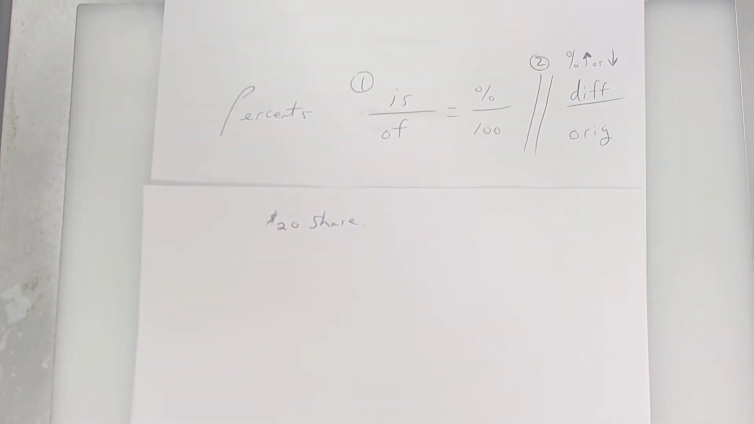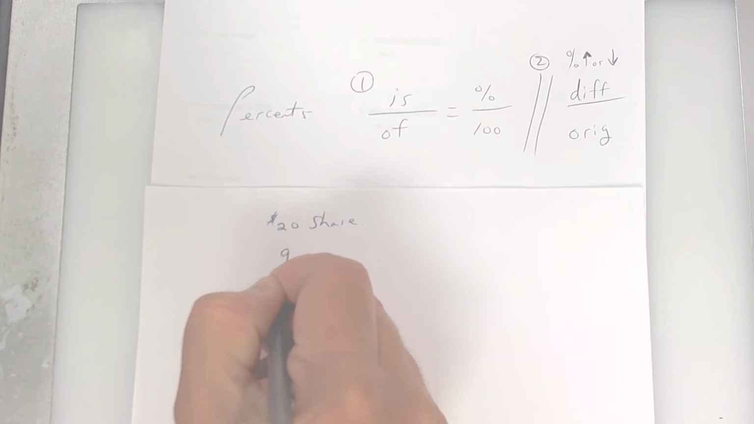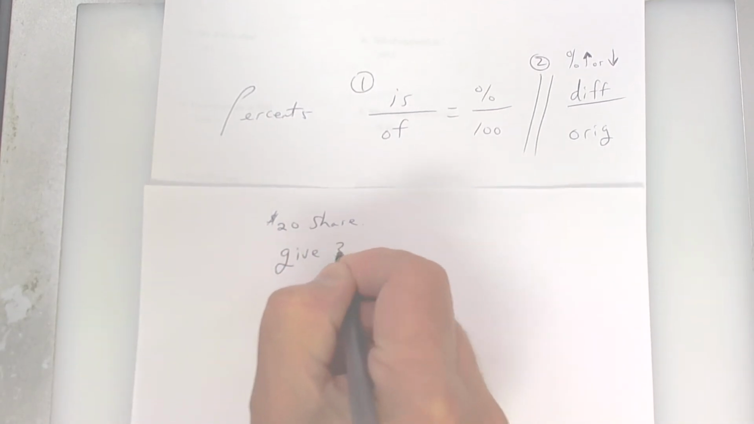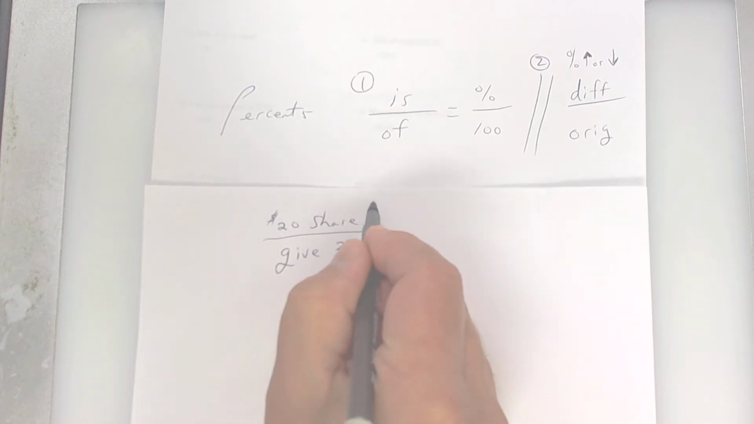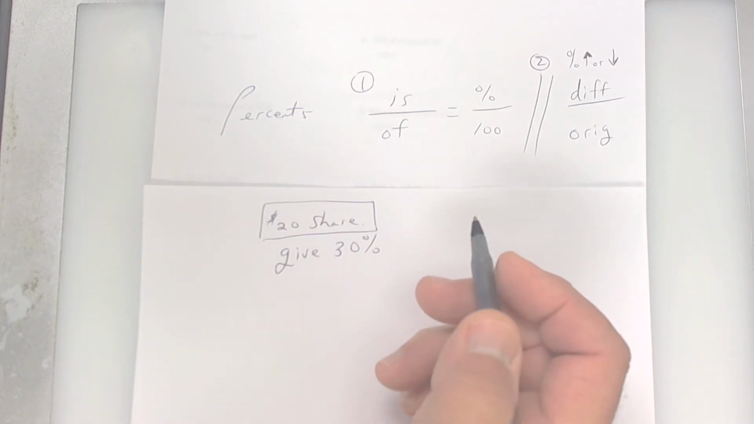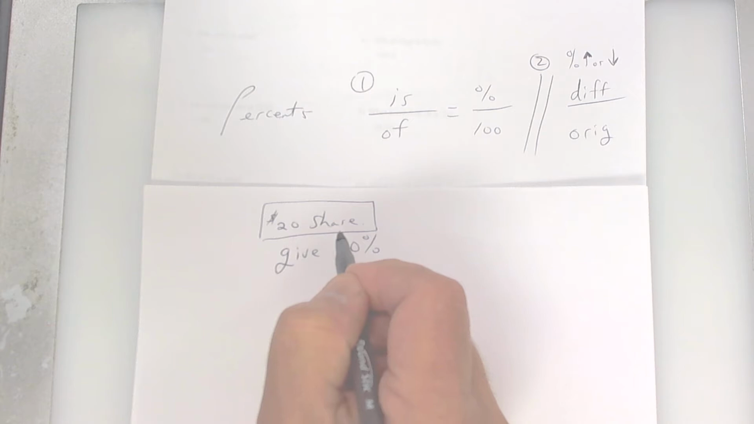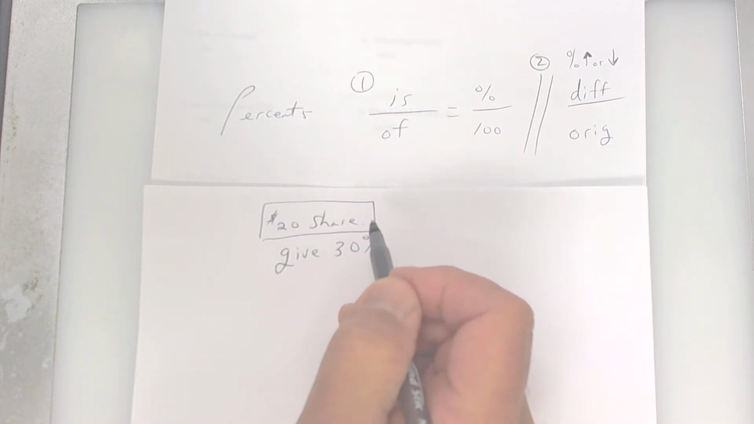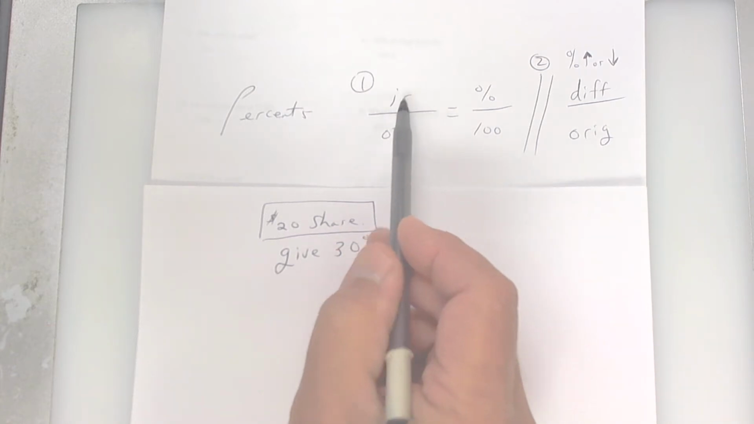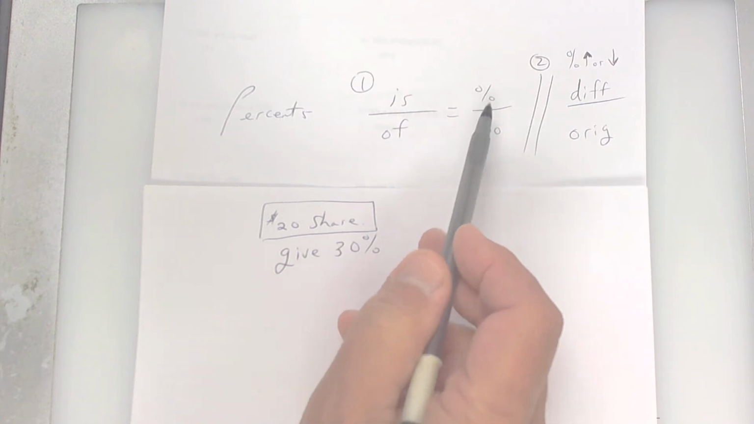You end up deciding to give some of that to maybe a family member, and you want to give them like 30% of each share. Now you might have a lot of shares, but let's just figure it out with one share of stock. So the formula is is over of, percent over 100.